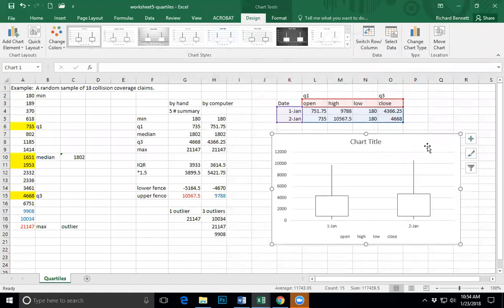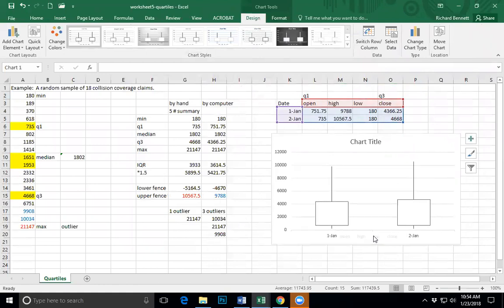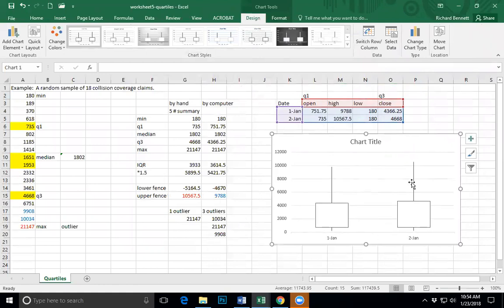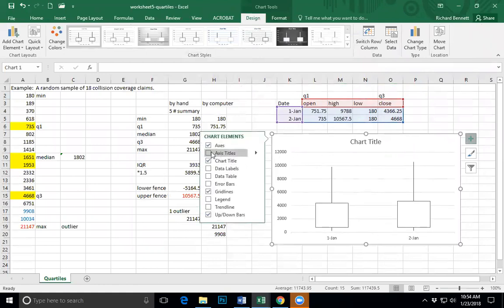Now, this is not actually a stock chart, so I don't need this legend down here that says open, high, low, close. I want you to delete that, okay? But I would like axis titles, okay?